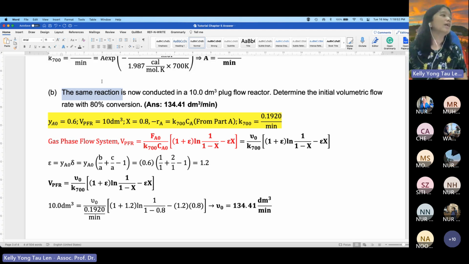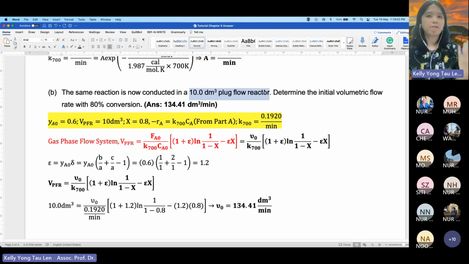Okay, dia kata conducted in a 10 dm cube plug flow reactor. Reaction sama ni sekarang saya jalankan dalam PFR dengan volume dia 10 dm cube. Okay, so kamu kena ingat, bila saya run eksperimen yang nak plot graf ni, saya akan guna batch reactor. Saya dah ajar kamu kan, bila kita nak tentukan rate law, tentukan nilai k, this experiment we run dalam batch. Tapi information yang kita dapat lepas tu, rate law dia, nilai k tu, kita akan guna untuk kita design reactor yang berlainan.